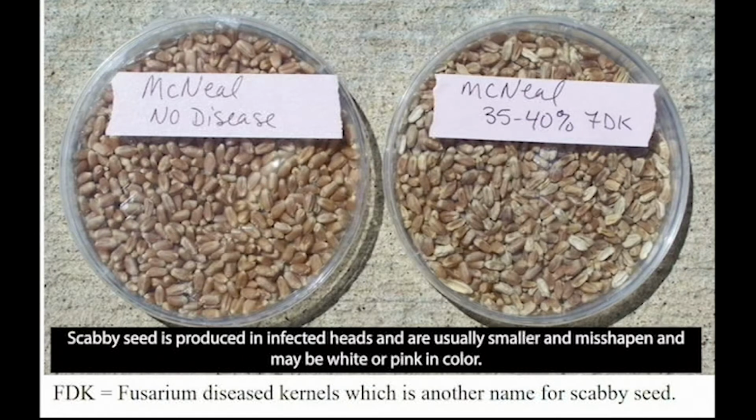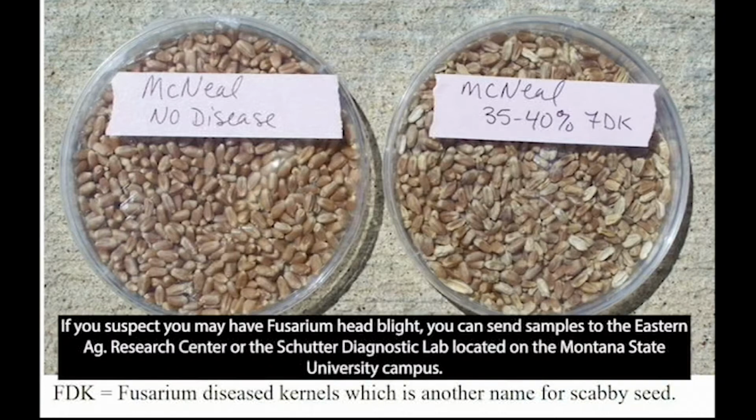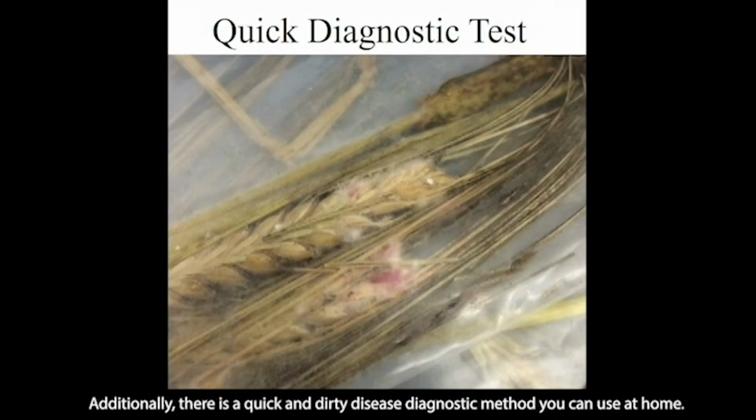Scabby seed is produced in infected heads and is usually smaller, misshapen, and may be white or pink in color. If you suspect you may have Fusarium head blight, you can send samples to the Eastern Ag Research Center or to the Scudder Diagnostic Lab located on the Montana State University campus.